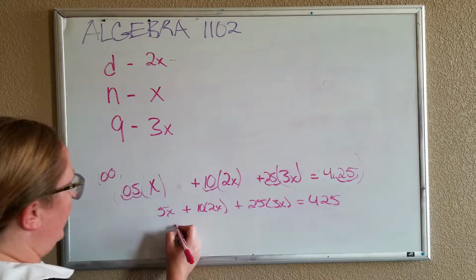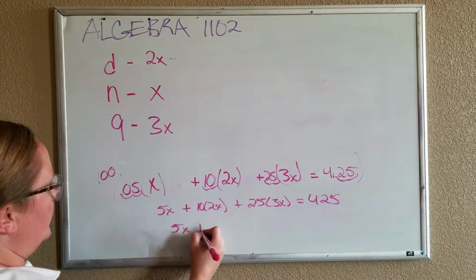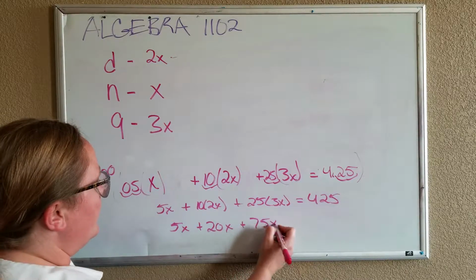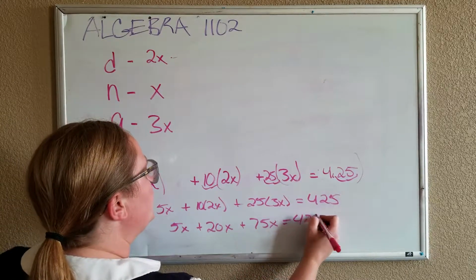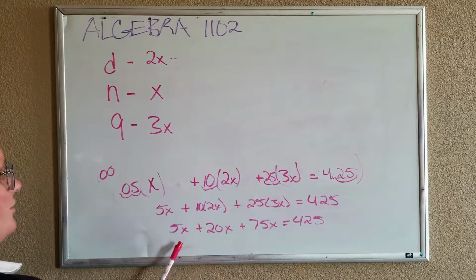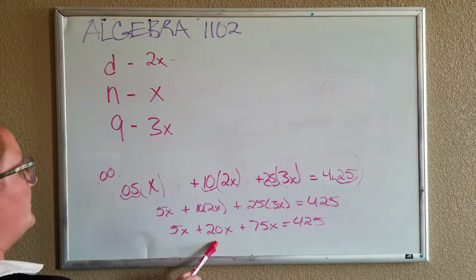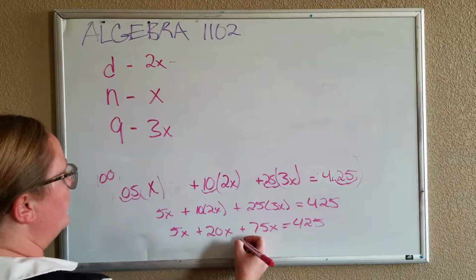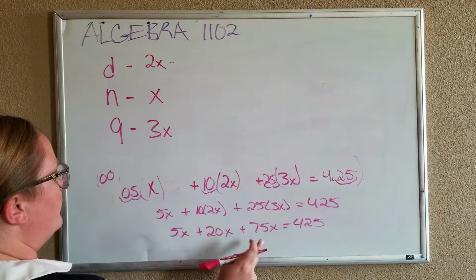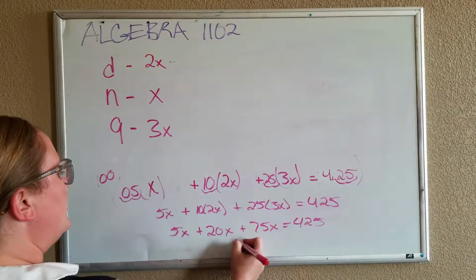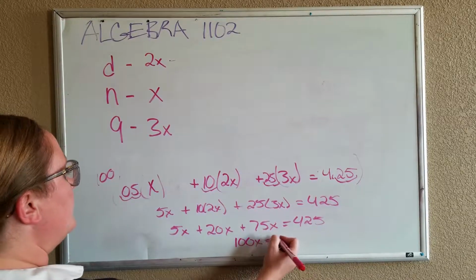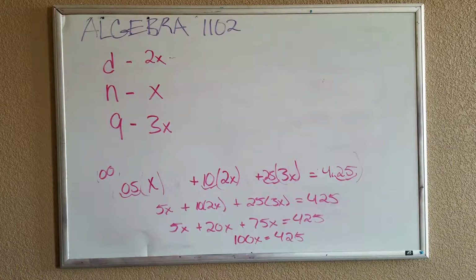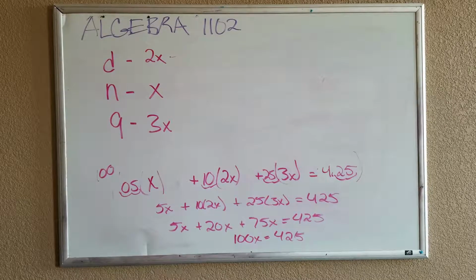All right, so 5x, this is going to be plus 20x plus 75x equals 425. So just add all your x's. 25 plus 75, it's going to be 100. 20 plus 5 plus 75. Yep. 100x equals 425. So add those, divide, and find out how many nickels, dimes, and quarters she has.